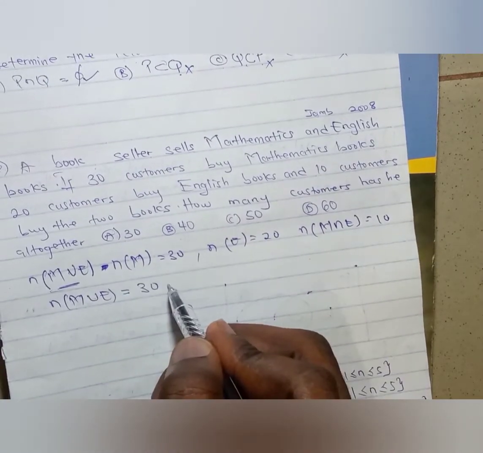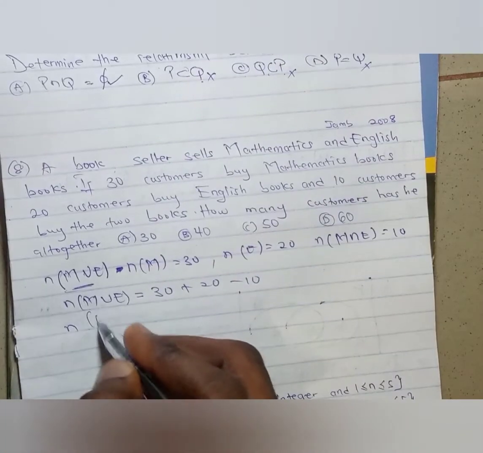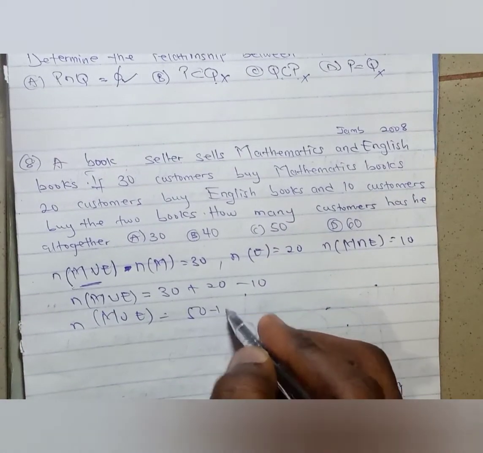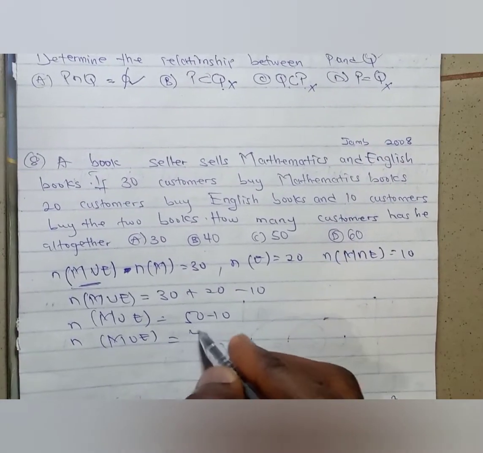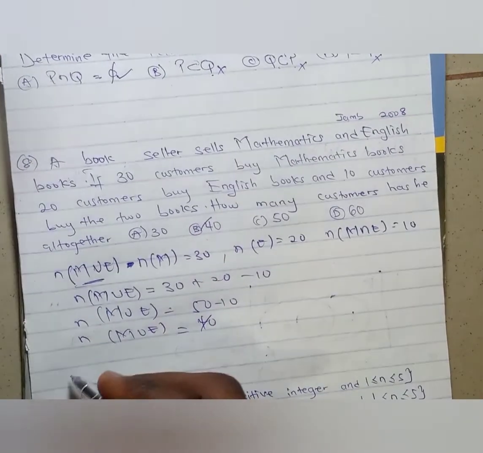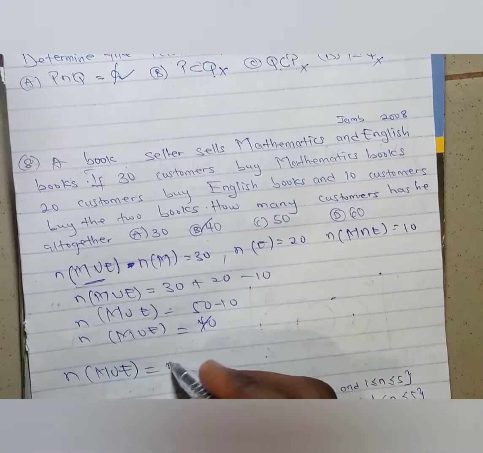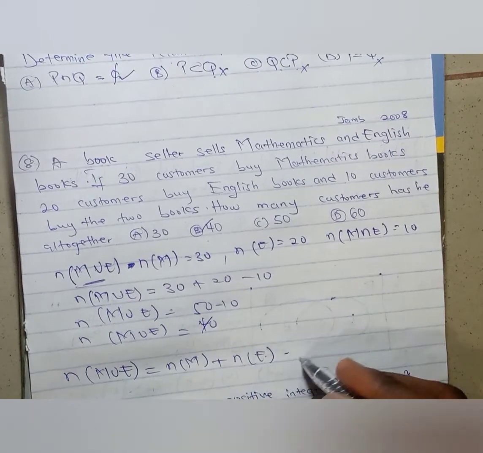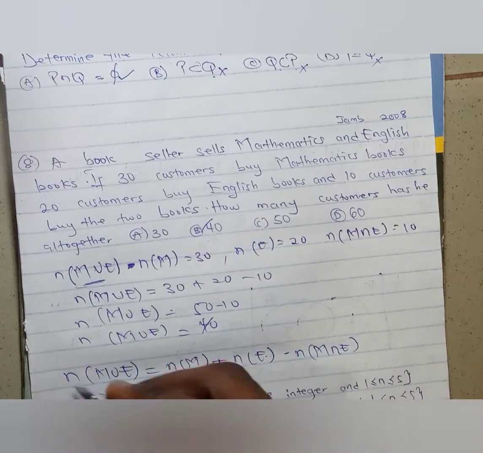(30 plus 20 minus 10). So 50 minus 10 equals 40. So 40 is the correct option. Hope you know the formula. The formula is given by: M union E is equal to the number of M plus the number of E minus the number of M intersection E. So that's it here.